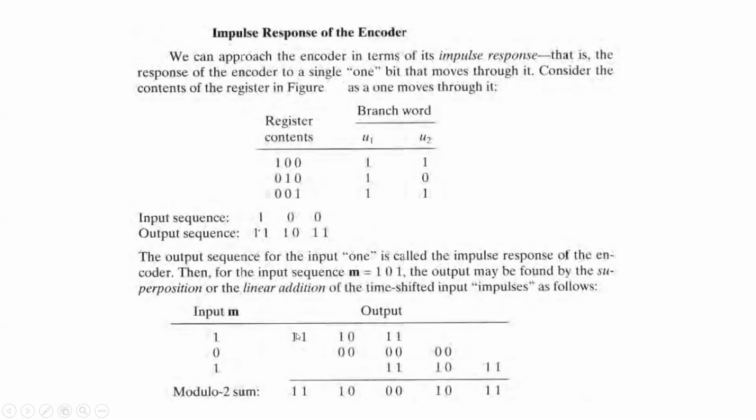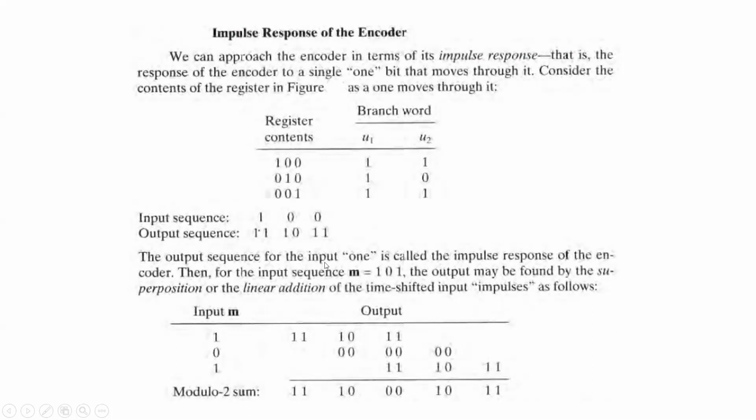For 1, the impulse response is 1 1 1 0 and 1 1. For 0, after shifting, the impulse response is 0 0 0 0 0 0. Corresponding to 1, again shifted, 1 1 1 0 and 1 1. You add these bits. This will be 1 1, this will be 1 0, this will be 0 0, right? This will be 1 0, and this will be 1 1. That's what is written here.